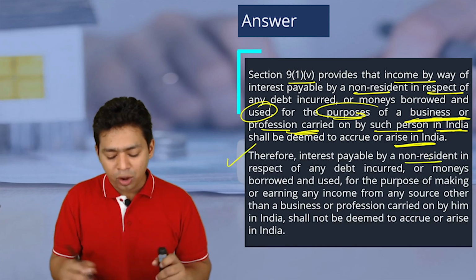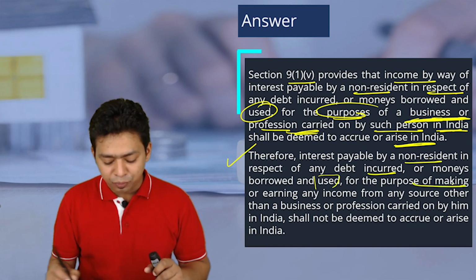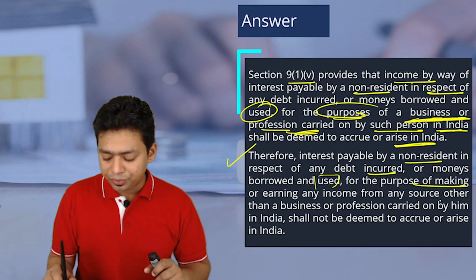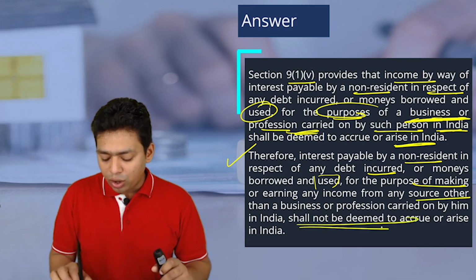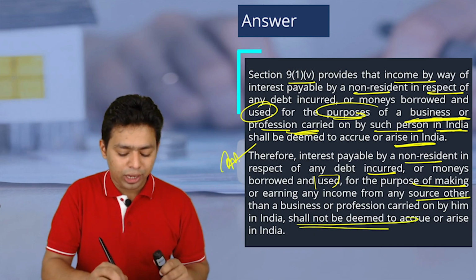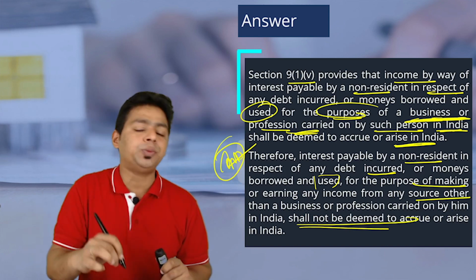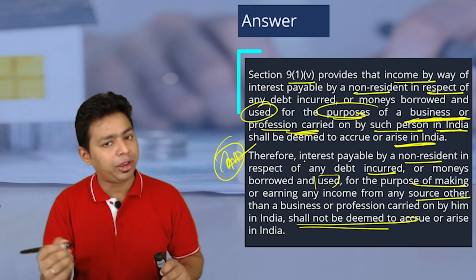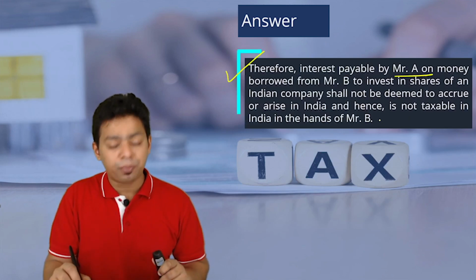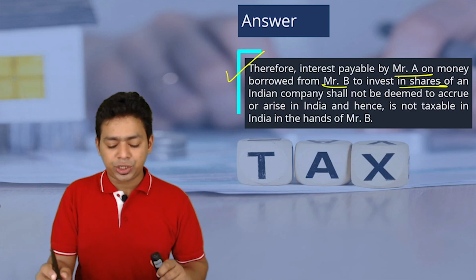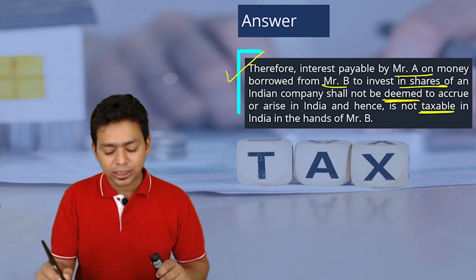Therefore, interest payable by a non-resident in respect of the debt incurred or money borrowed and used for the purpose of making or earning any income from any source other than business and profession shall not be deemed to accrue or arise in India. So this is something new that we have to learn here. That money has to be borrowed and invested for business purpose, then only the chargeability of section 9(1)(v) will be attracted. Therefore, interest payable by Mr. A on money borrowed from Mr. B to invest in the shares of an Indian company shall not be deemed to accrue or arise in India, hence not taxable in the hands of Mr. B.